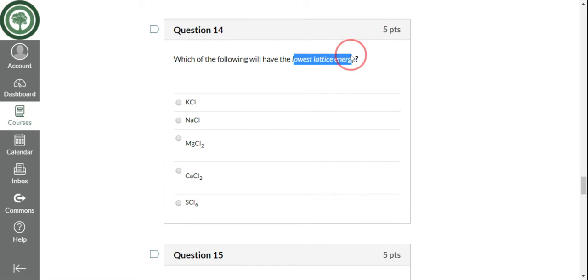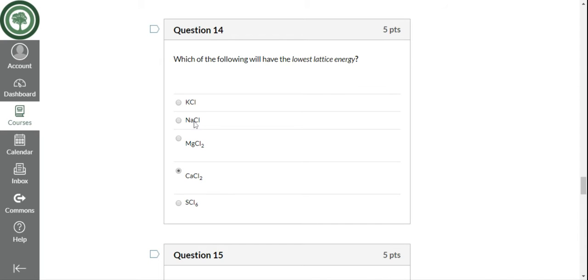Which has the lowest lattice energy? So earlier we had one for highest, and all the charges were exactly the same. But this time we have +1, -1, +1, -1, +2, -1, and we don't care about the subscript, +2, -1, and I hope you didn't pick SCl6, sulfur hexachloride, because that is a molecule, and lattice energy deals with ionic compounds. So if we want the lower lattice energy, we want smaller charges. So instead of +2, these are both +2. Those are going to be higher.